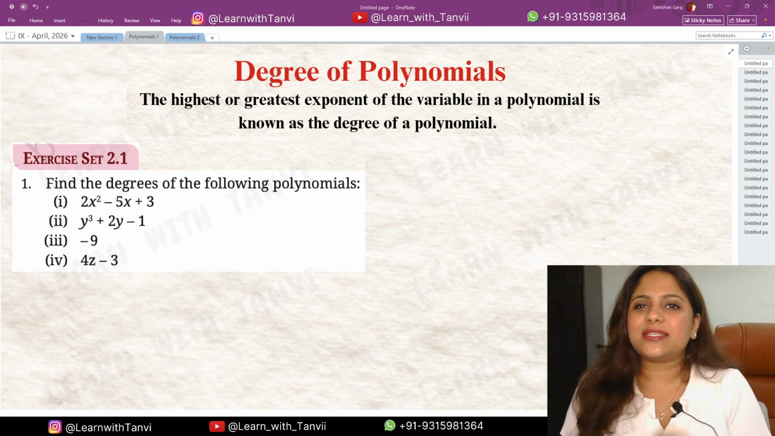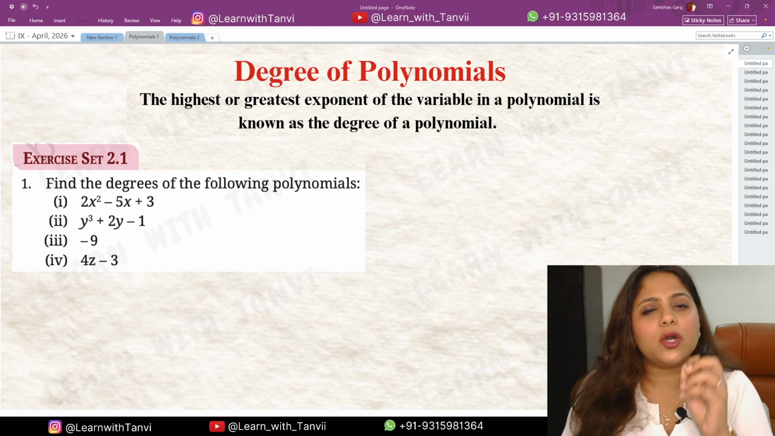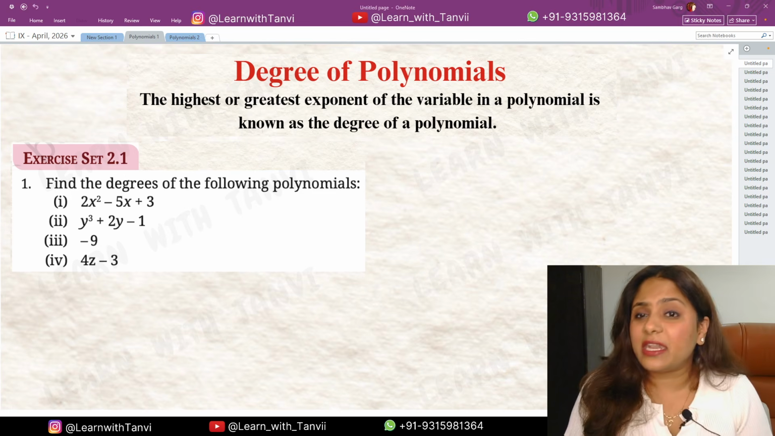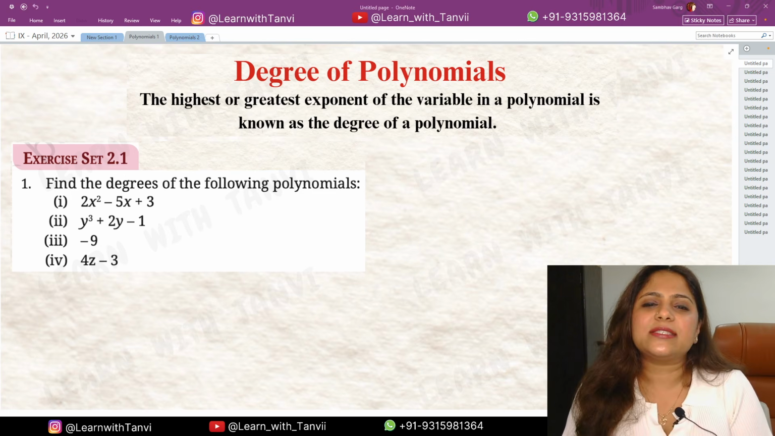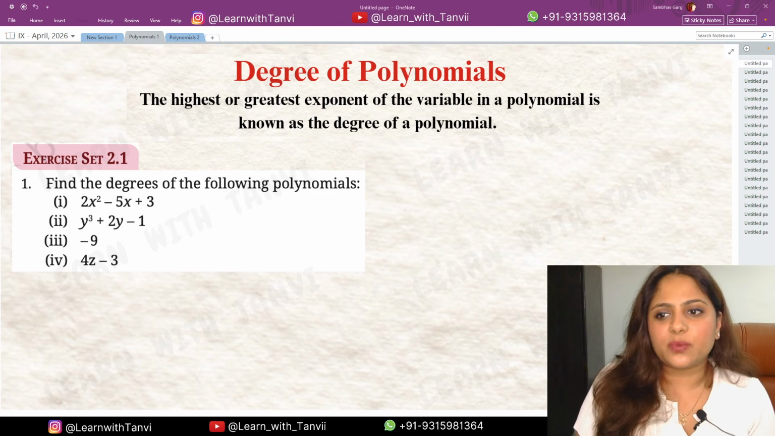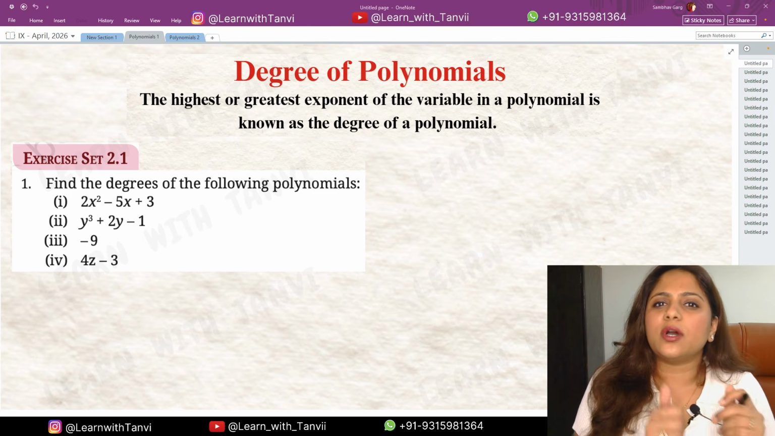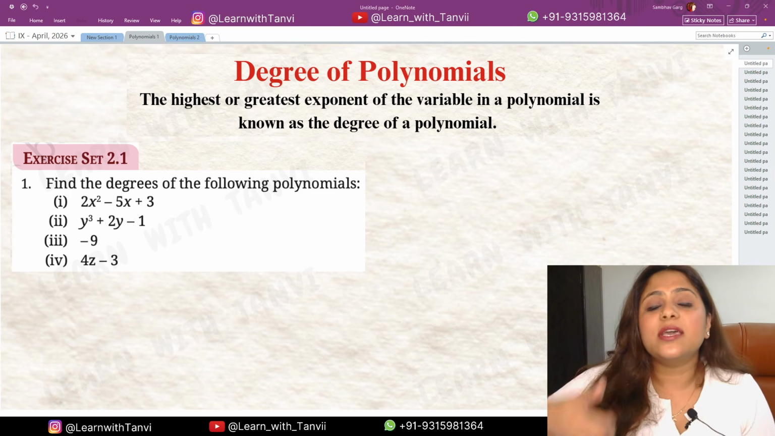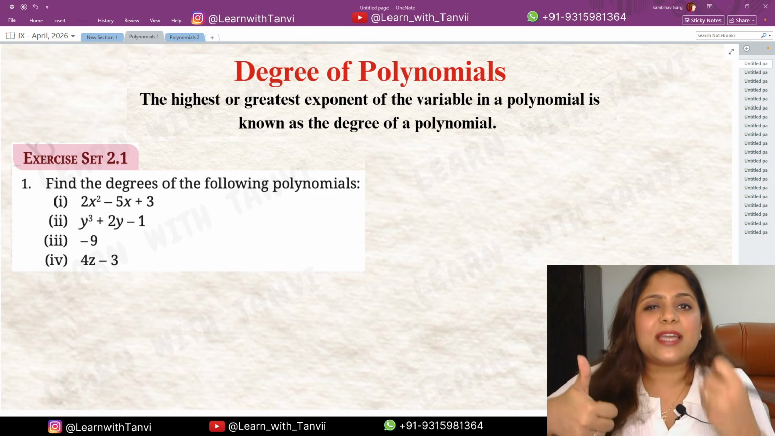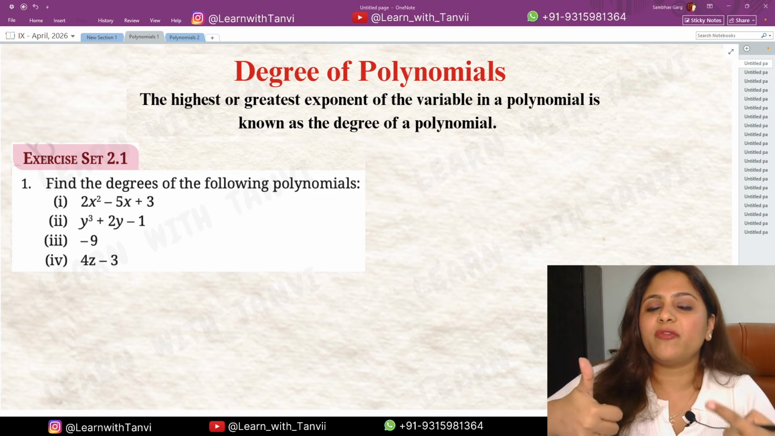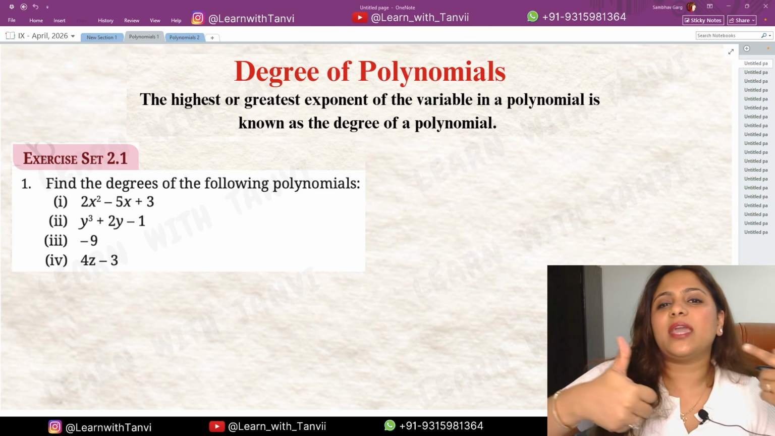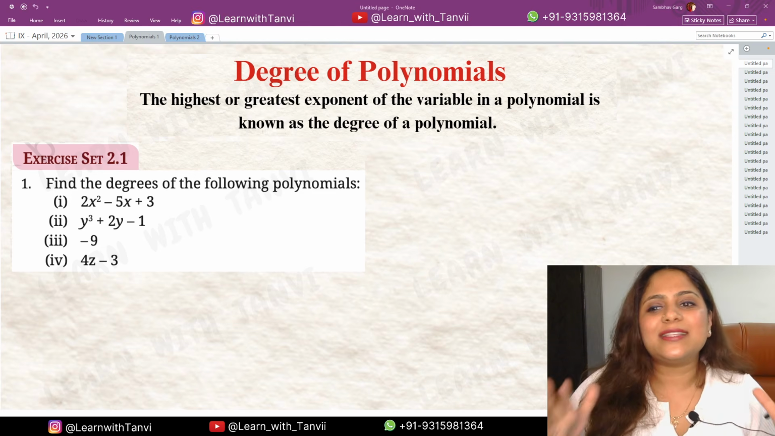Now we start with exercise 2.1. This exercise is very small, but the concepts in it are very important, not just for 9th standard but for 10th standard as well. So please focus on the concepts rather than just questions. Concepts पे focus करना, जो सिखाऊंगी, गलतियां बताऊंगी, उस पे focus करना, and at the end we have some thoughts question too. So let's start.